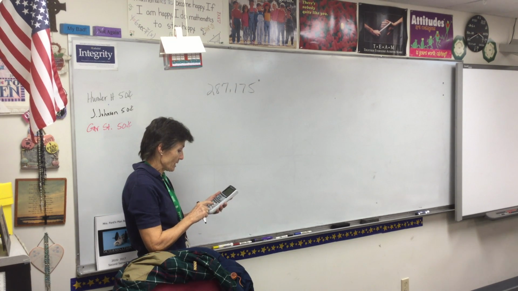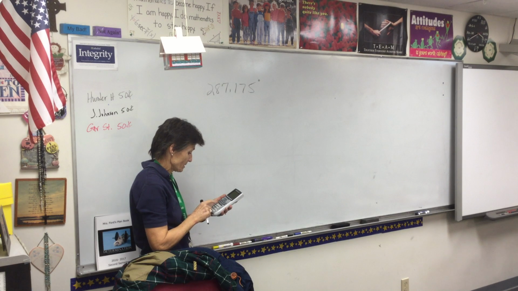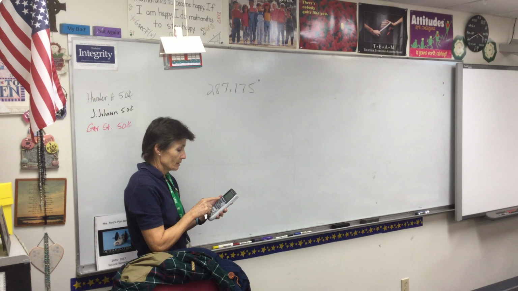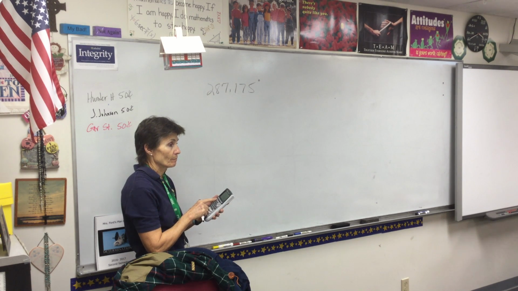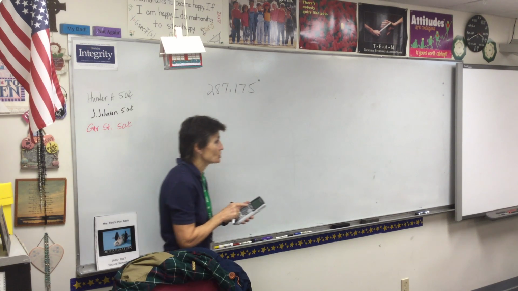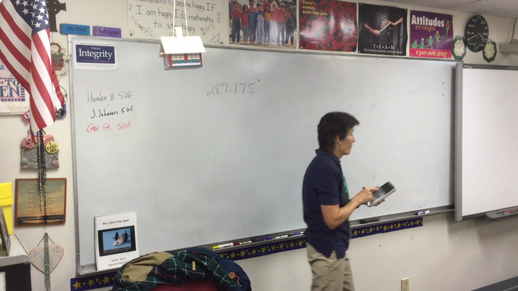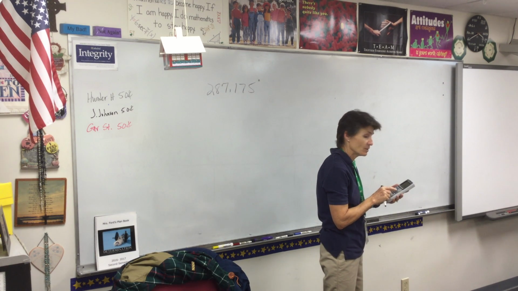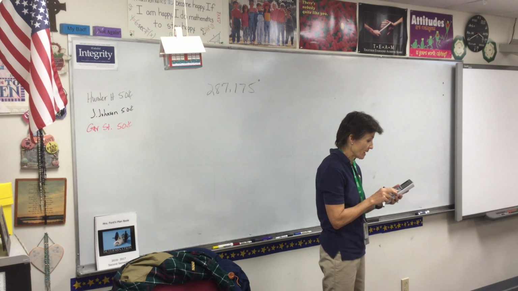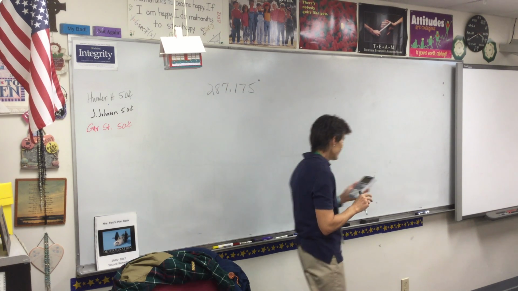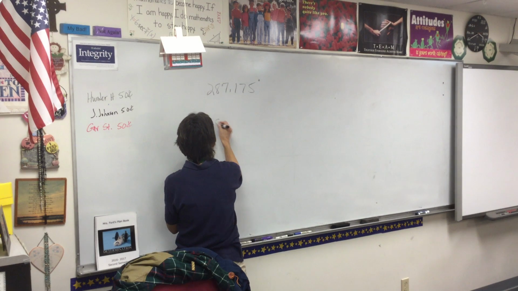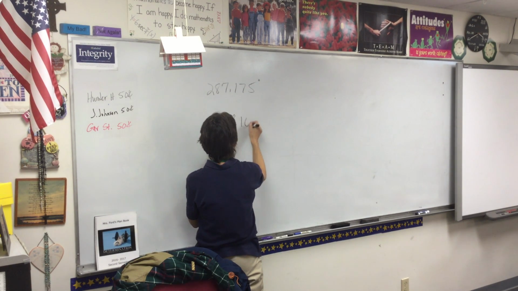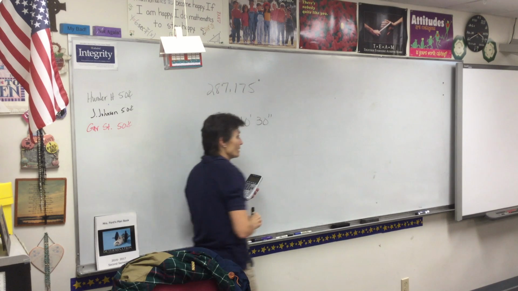We type in 287.175. And then what? Guys, we talked about this just yesterday. Come on. We go to our second angle menu, second apps, and go down to DMS, and it gives us the answer. It says 287 degrees, 10 minutes, and 30 seconds.